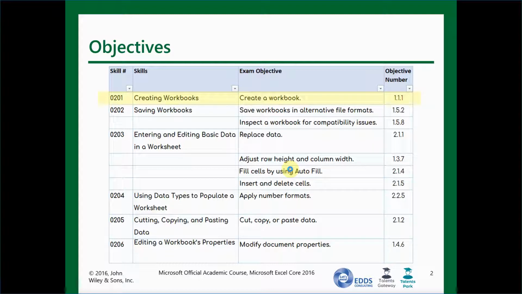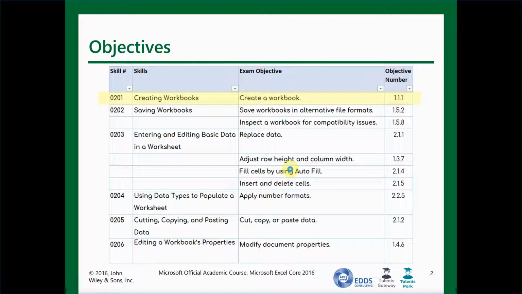Number 1 is creating workbooks, 2 is saving workbooks, then we have entering and editing basic data in a worksheet, then using data types to populate a worksheet, and then cutting, copying and pasting data. And the 6th skill is editing a workbook's properties.